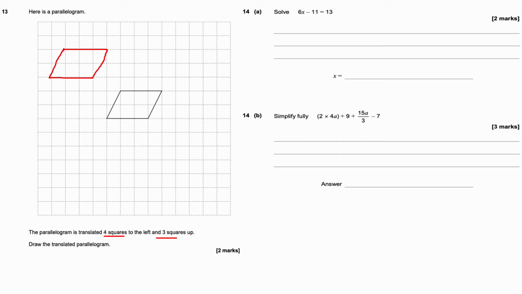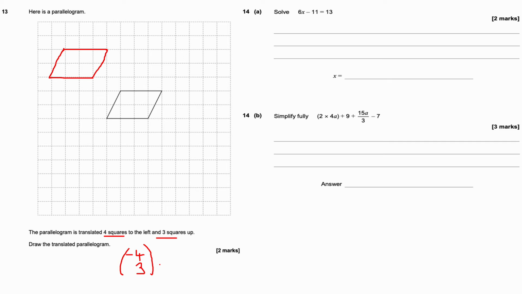Now you may see this written in vector notation. This means the same thing. So if it has a vector -4, 3, that also means the same thing. It means the x direction and then the y direction. So be careful, because in the exam they may write it in vector notation rather than in words as x units left and then y up.